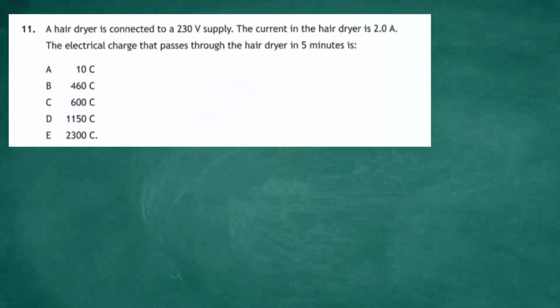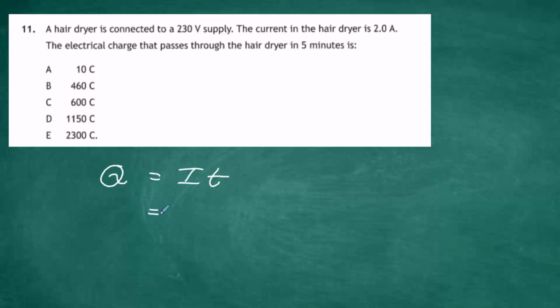Question 11. A hairdryer is connected to a 230 volt supply. The current in the hairdryer is 2 amps. The electrical charge that passes through the hairdryer in 5 minutes is given by the following responses. We're looking up our relationship sheet. We know that the charge Q is going to equal the amount of current flowing in a given time t. So Q equals I times t. The 230 volt supply is just here to be ignored.